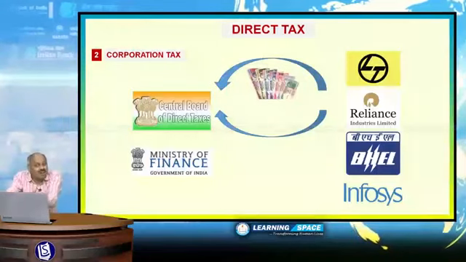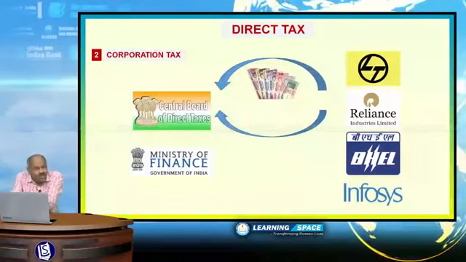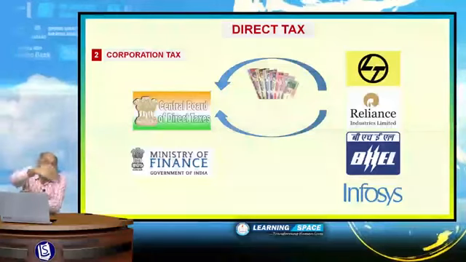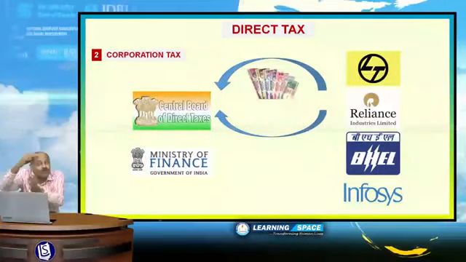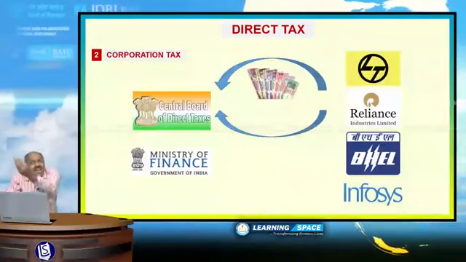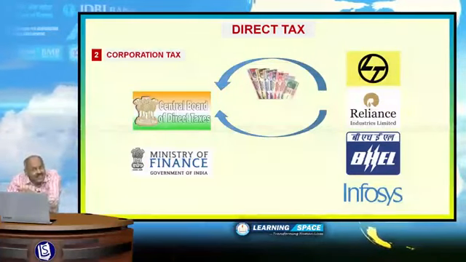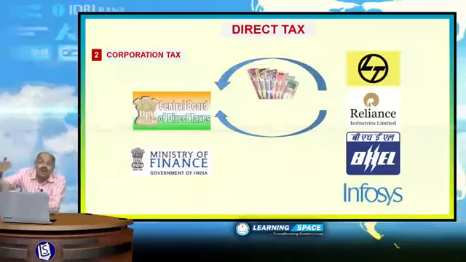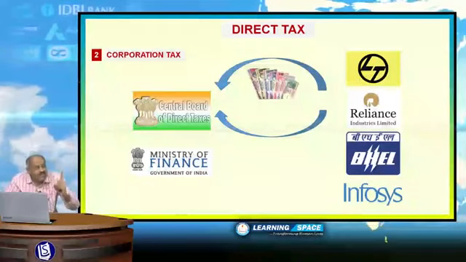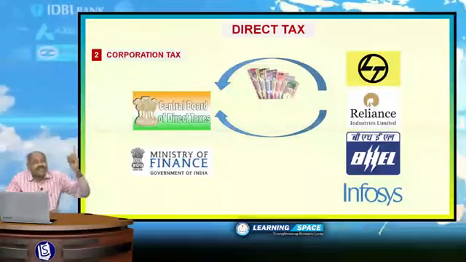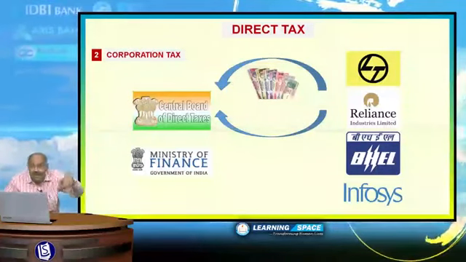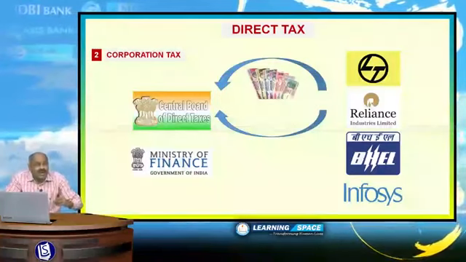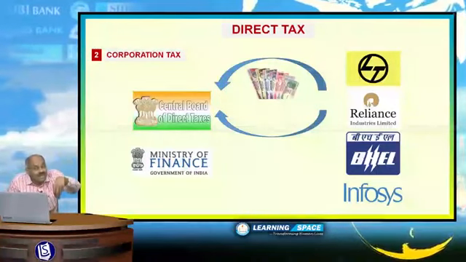The second one is corporation tax. Here big companies are there. They are into a lot of profits. They have to pay income tax on the profits. So the tax levied on big corporate firms like L&T, Reliance, BHEL, Infosys, that is corporation tax. And please don't forget, Government of India gets more revenue through corporation tax. And all the direct taxes are collected by the Central Board of Direct Taxes.